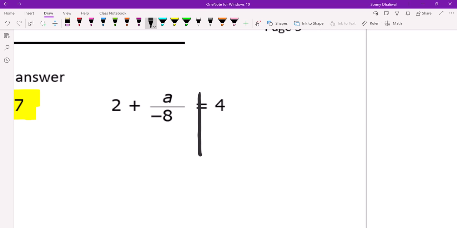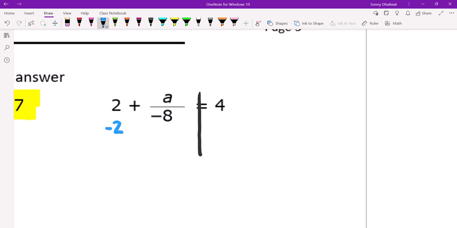So on this question, which number do we try to remove first? The 2 or the 8? The 2. And how do we get rid of that 2? Add, subtract, multiply, divide. Thank you, Mr. Dhaliwal. What do we do? Add, subtract, multiply, or divide? Subtract. Thank you.